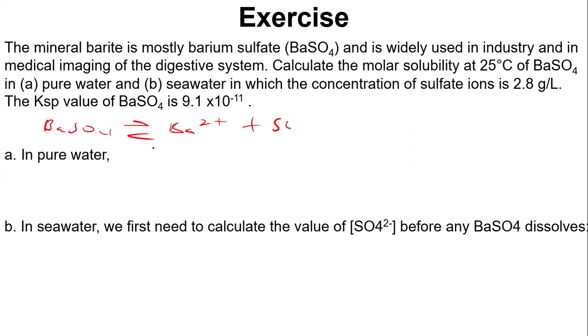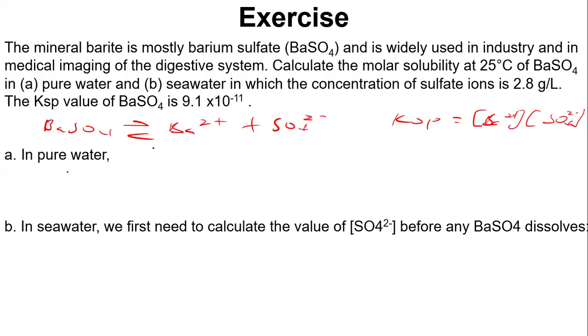Ba2+ and sulfate 2-, right? The Ksp expression would be the concentration of Ba2+ and then sulfate 2-, all raised to the power 1. So we don't have a problem with that.